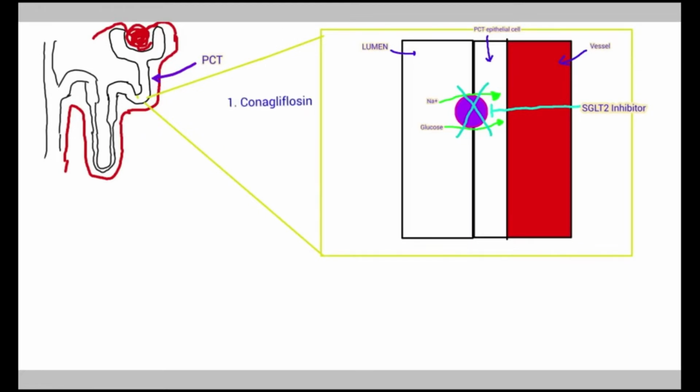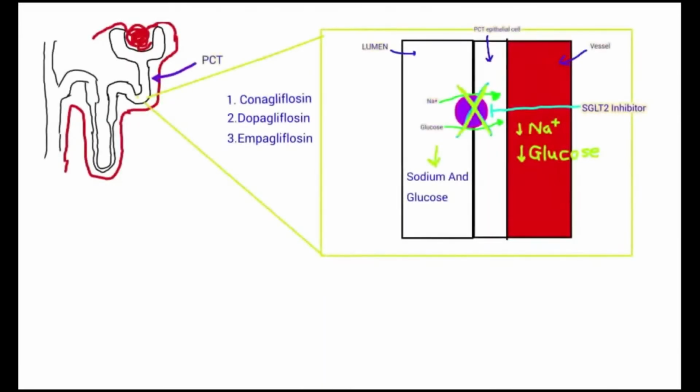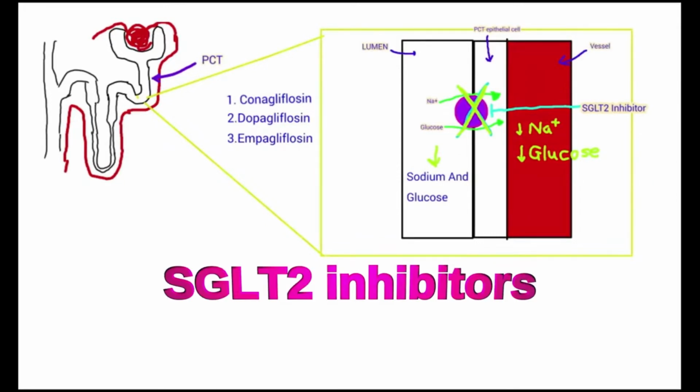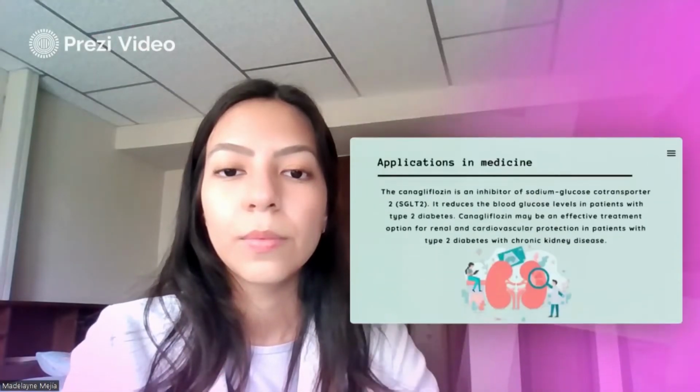SGLT2 inhibitors include canagliflozin, empagliflozin, and dapagliflozin, which are responsible for inhibiting SGLT2 proteins. As a result, more glucose is excreted in the urine. This medicine is used to lower high blood glucose levels in people with type 2 diabetes. They are not approved as diuretics. Side effects of these drugs can cause severe renal or liver diseases.